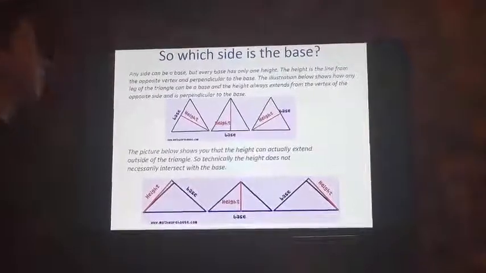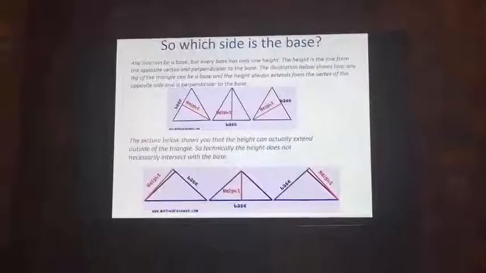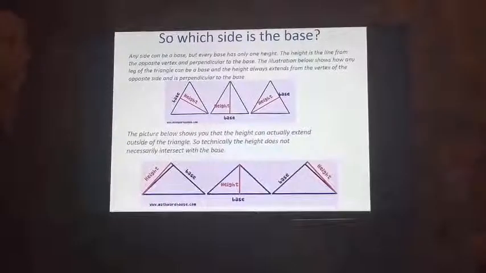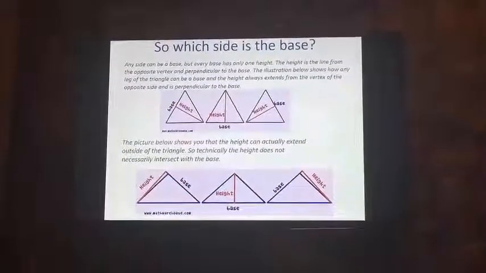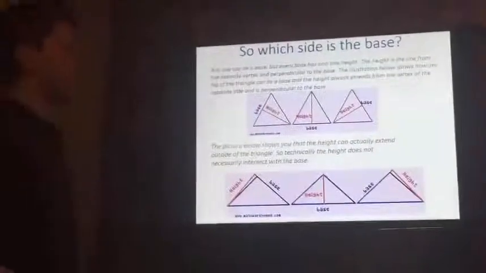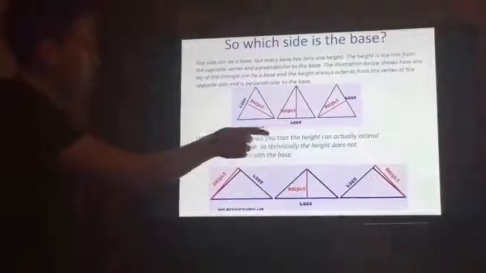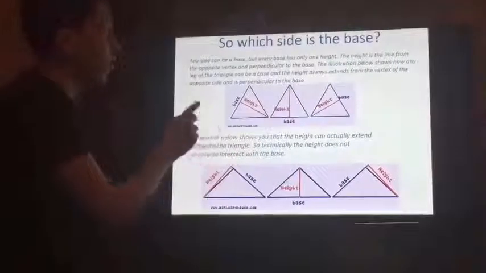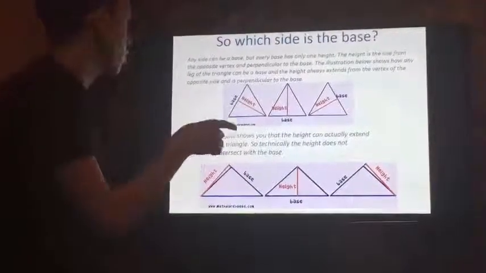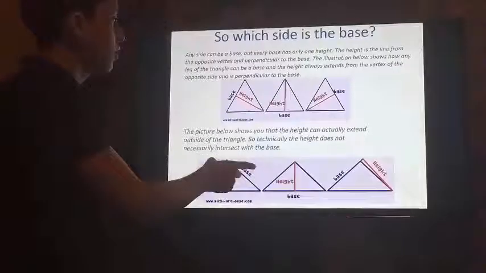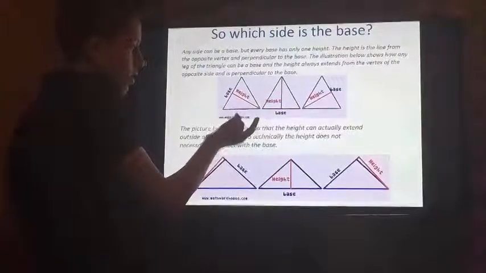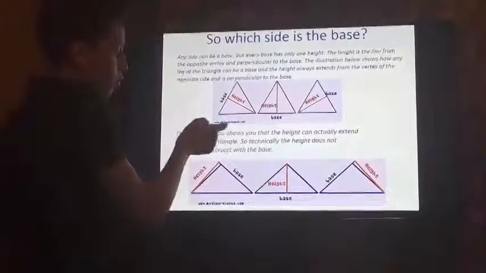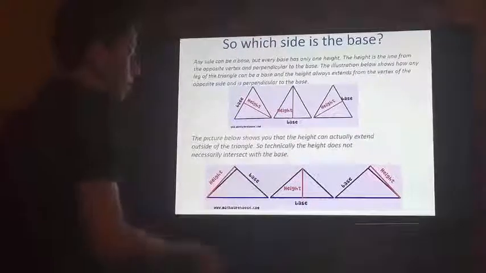So which side is the base? Any side can be a base, but every base has only one height. The height is the line from the opposite vertex and perpendicular to the base. The illustration below shows how any leg of the triangle can be a base, and the height always extends from the vertex of the opposite side and is perpendicular to the base. As you can see, every side can be a base, but all of them have different heights.